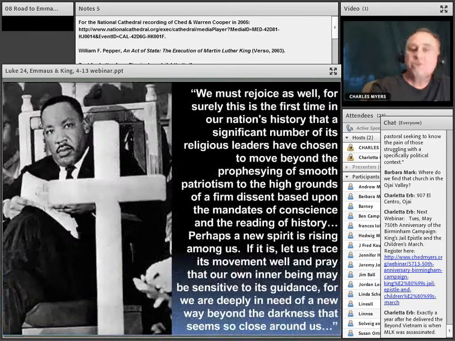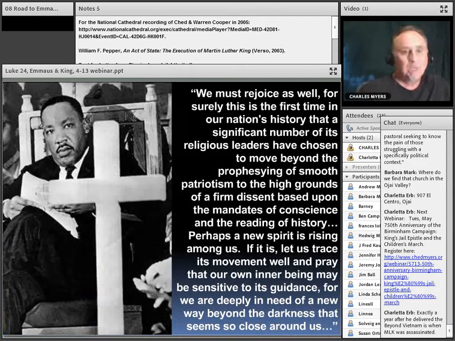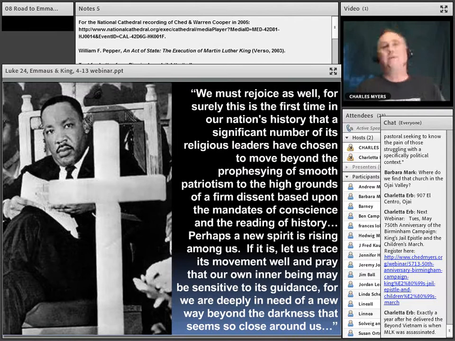And King wasn't afraid to call out the churches, calling out religious leaders to move beyond what he called the prophesying of smooth patriotism to the high grounds of a firm dissent based upon the mandates of conscience and the reading of history. Perhaps he hoped a new spirit is rising among us. Well, you got to understand that Dr. King was a Baptist, and so he wasn't about to finish without an altar call.